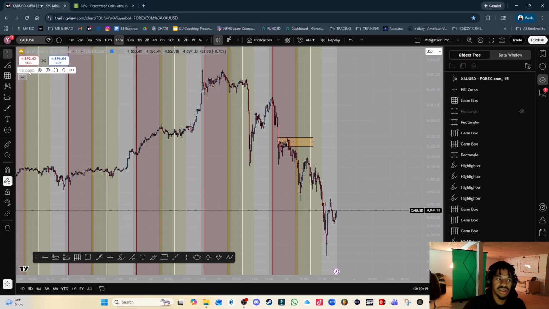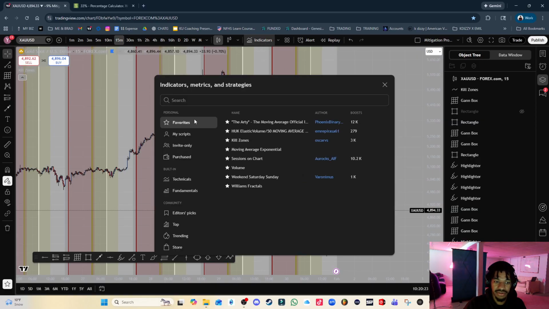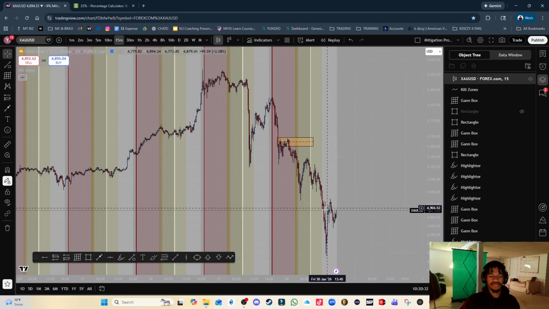All you do to get this indicator is go to indicators right here. I have it favorited. It's called Kill Zones right here. It's by Oscar VS. 3K people, I guess, use it. It's the only one I use.